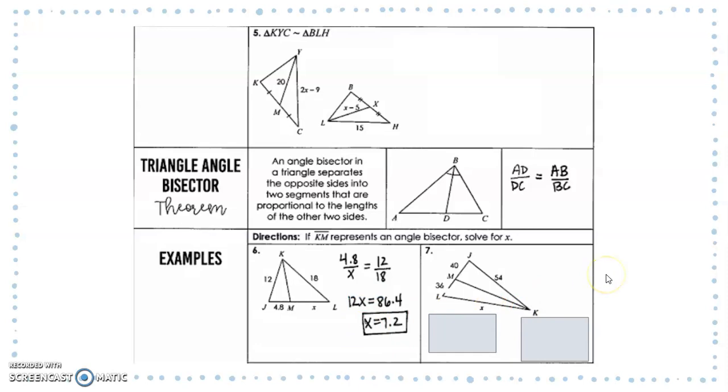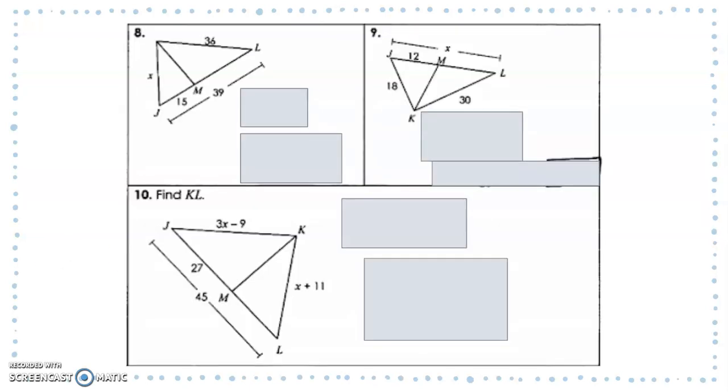For number 7, again, looking at our triangle, KM is our bisector. So setting up that proportion, we have 40 over 36 is equal to 54 over x. And when we solve for x, we find that x equals 48.6. A couple more examples that we're going to look at.